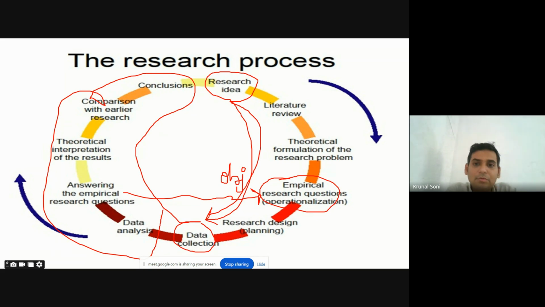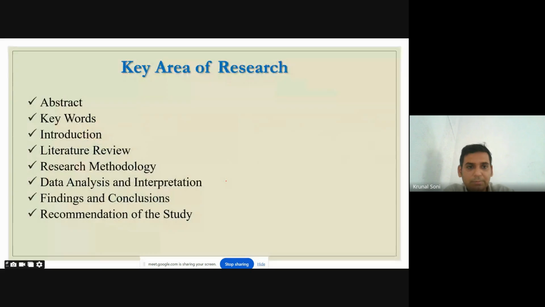So that we have to see to it, and according to that, we have to see that whatever questions and research problems we have defined, are we in a position to answer those questions in a proper way or not, right? So that is where this process is going to be.